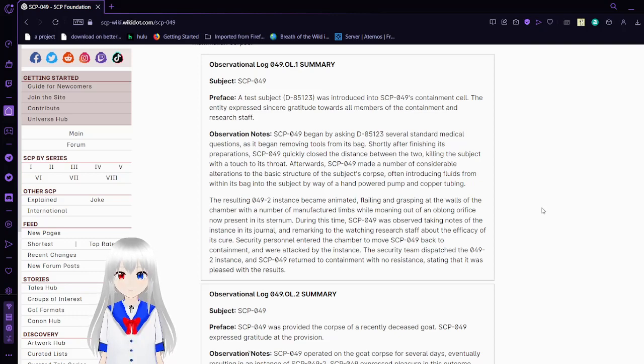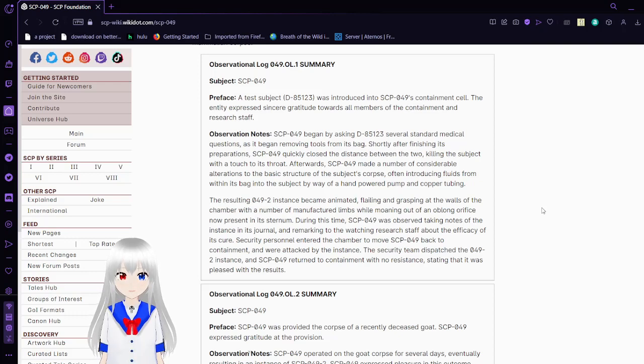Observation and notes. SCP-49 began by asking Bob several standard medical questions as he begins removing tools from his bag. Shortly after finishing its preparations, SCP-49 quickly closed the distance between the two, killing the subject with a touch to its throat.